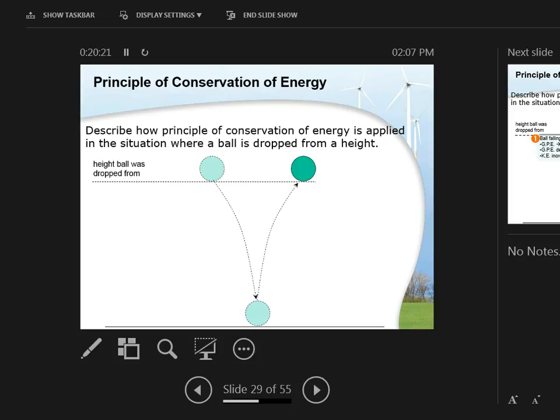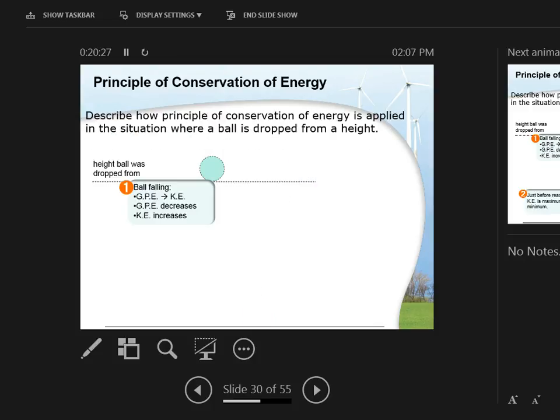So in this case, if we say that it is an ideal situation, no losses, it will go back to the same height. Okay, so right from the start, there is gravitational potential energy. If I just drop it, at the moment when I drop, it has no speed. No speed means no kinetic energy. So when I release it, all the gravitational potential energy is converted to kinetic energy. So your gravitational potential energy decreases because the height above the ground gets smaller and smaller. So GPE naturally will become smaller, right? And then kinetic energy will increase. Okay?